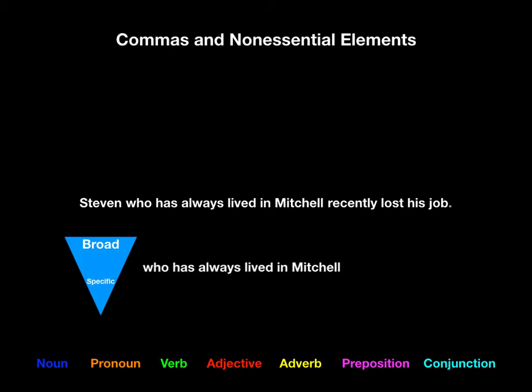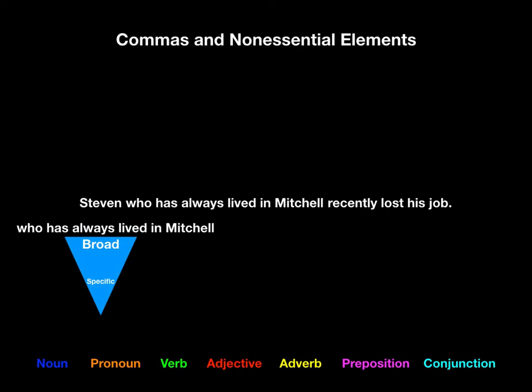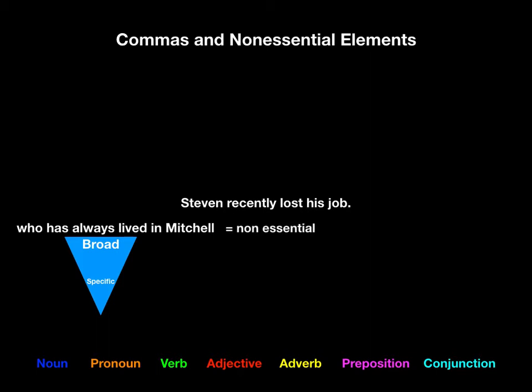This information appears to be broader than the very specific noun Stephen. If we eliminate this clause from the sentence, we have "Stephen recently lost his job." This contains all the information for the sentence to retain its integrity. Therefore, "who has always lived in Mitchell" is non-essential.